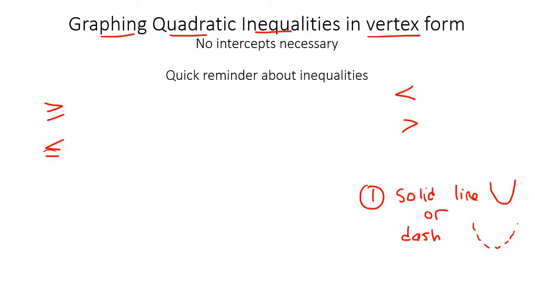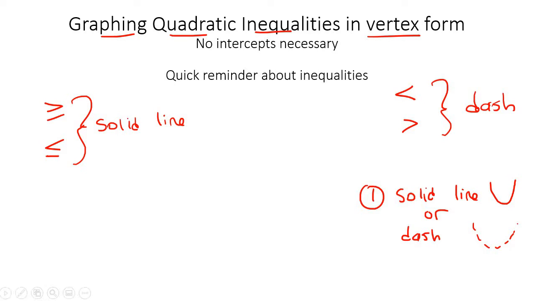So when there is a little line at the bottom like that, if it looks like that, you're going to use a solid line. When it's like this, or like this, then you're just going to use a dash.